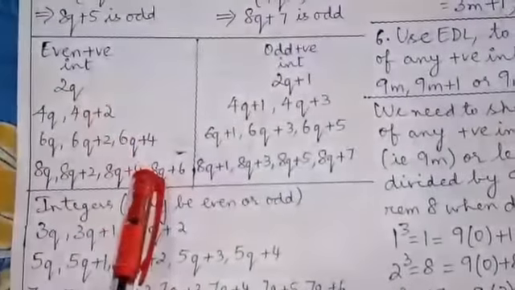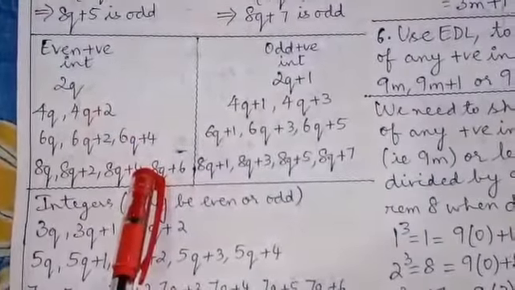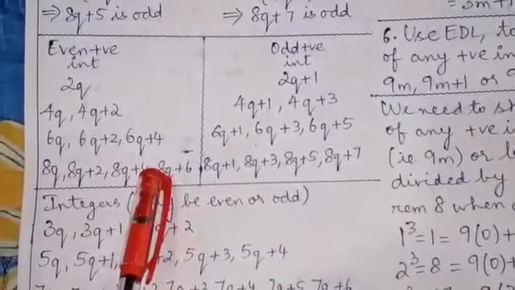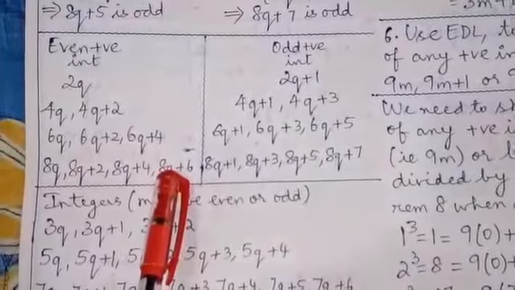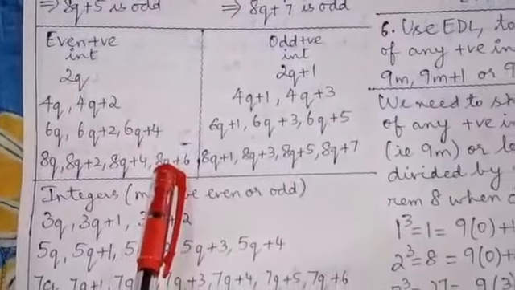So these expressions represent even positive integers. They represent positive integers. They represent even positive integers. Look at the expressions here.